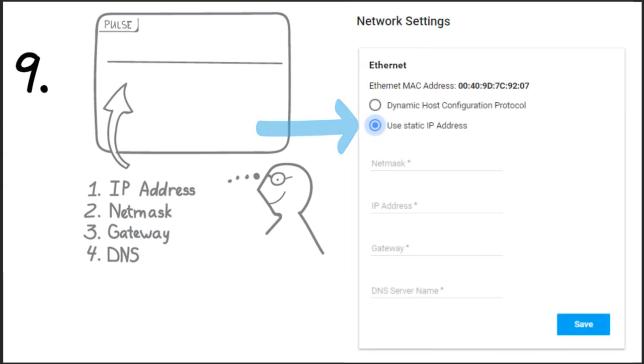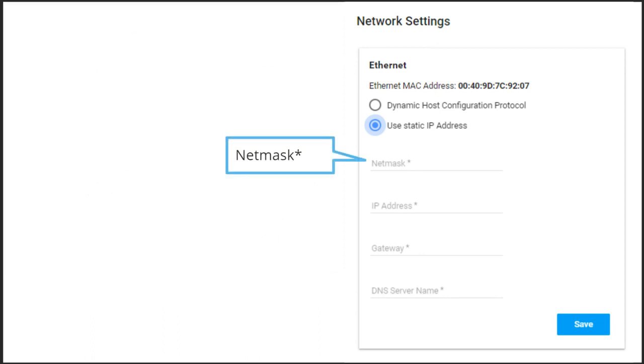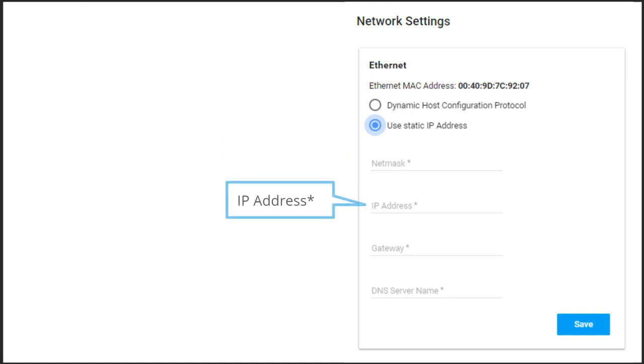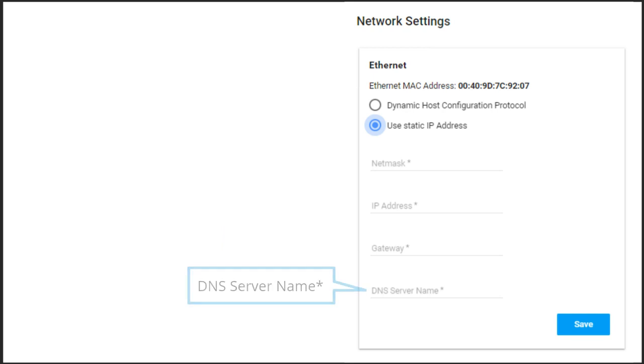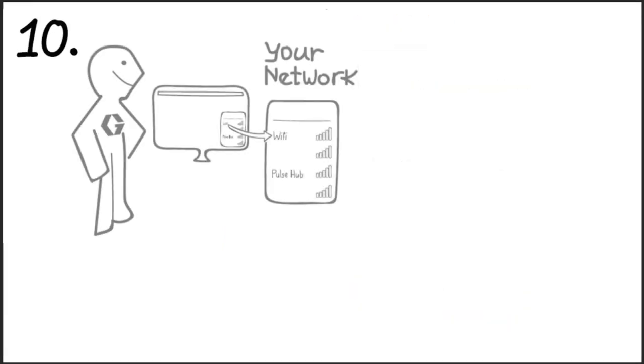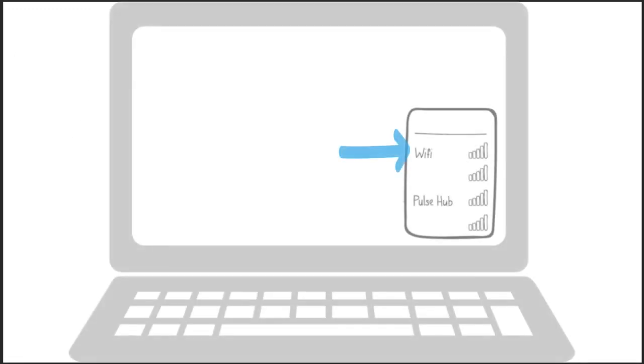Enter the values from the Pulse Hub Network Setup form into the following fields on this page: net mask, IP address, Gateway, DNS server name. Click Save. Close the Pulse window and reconnect to the customer's network. You should no longer be connected to the Pulse Hub.